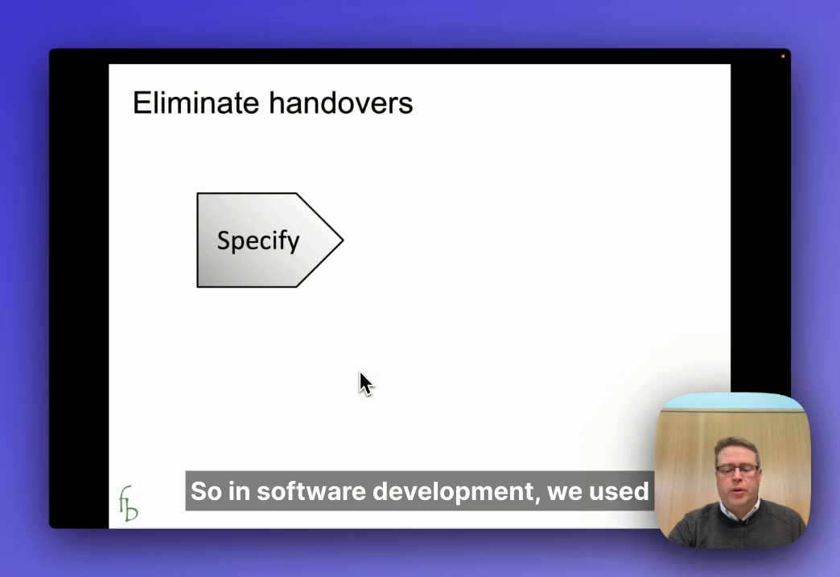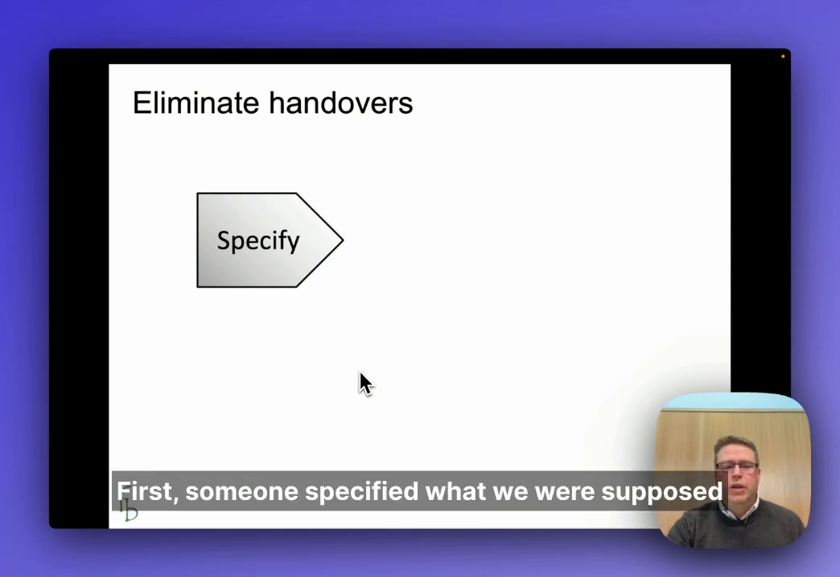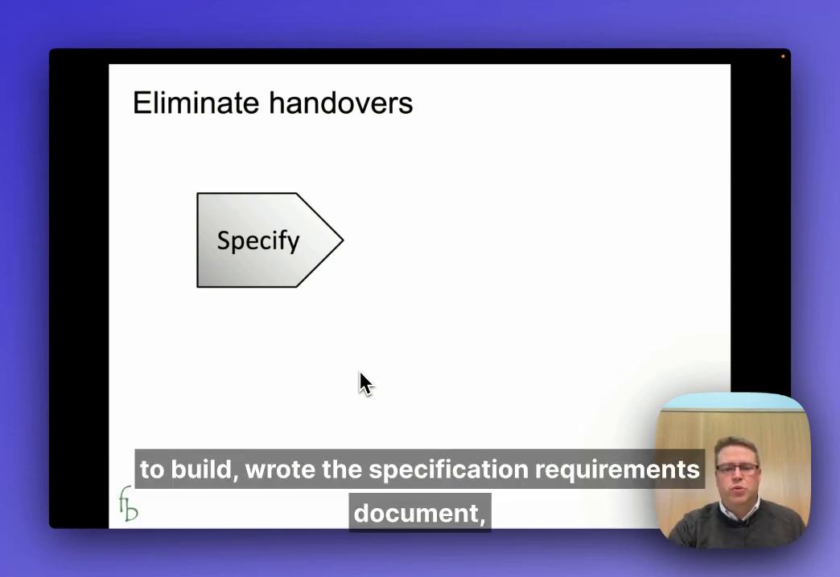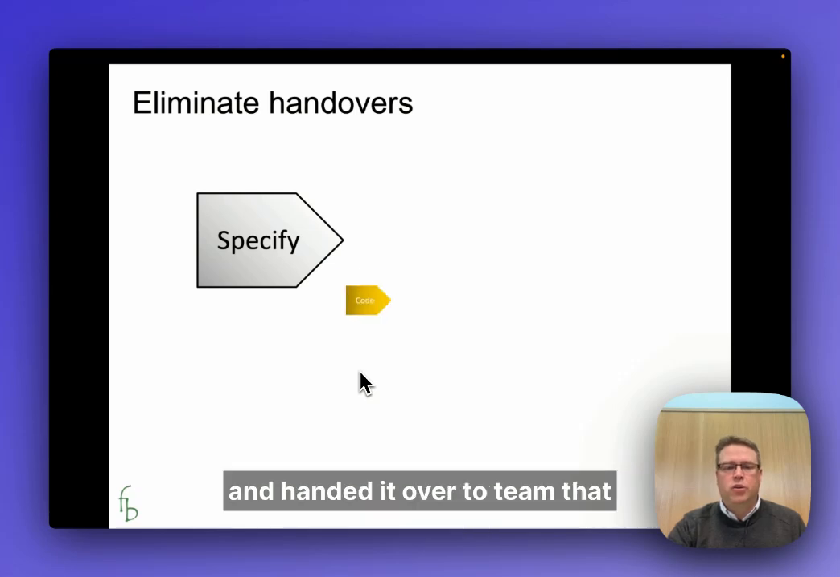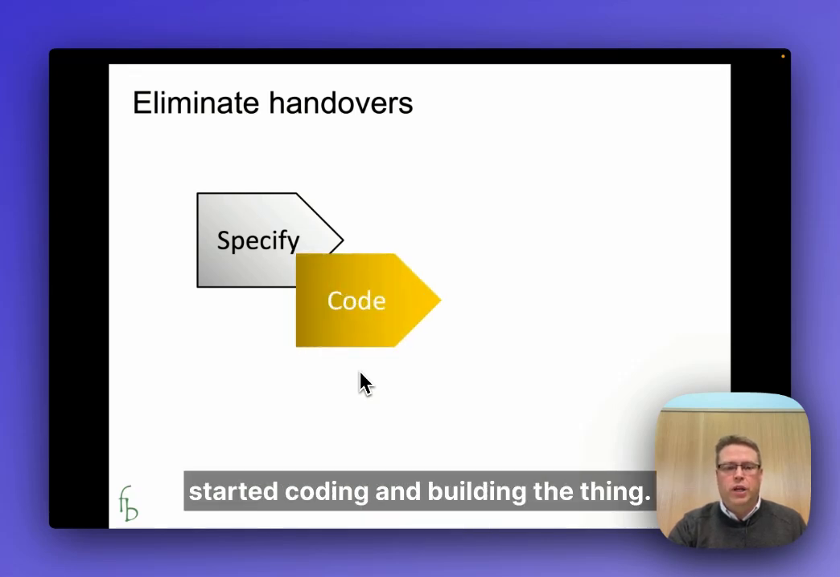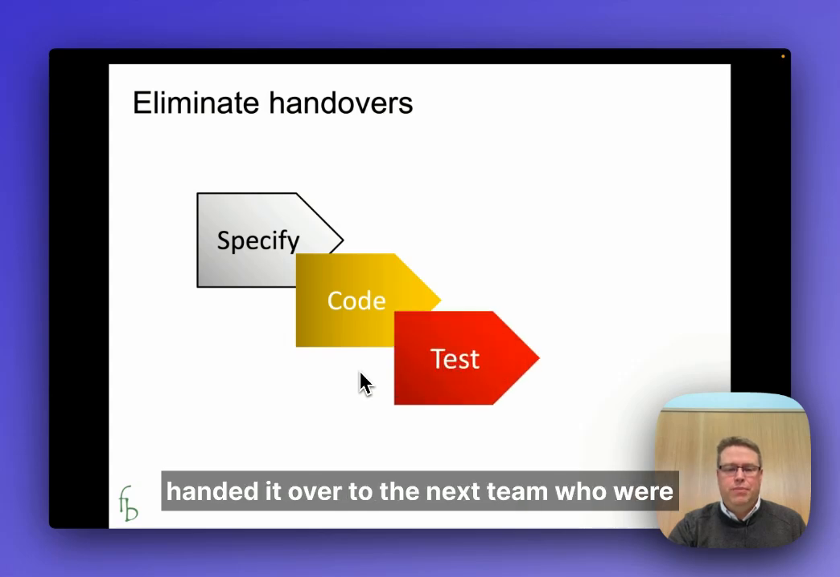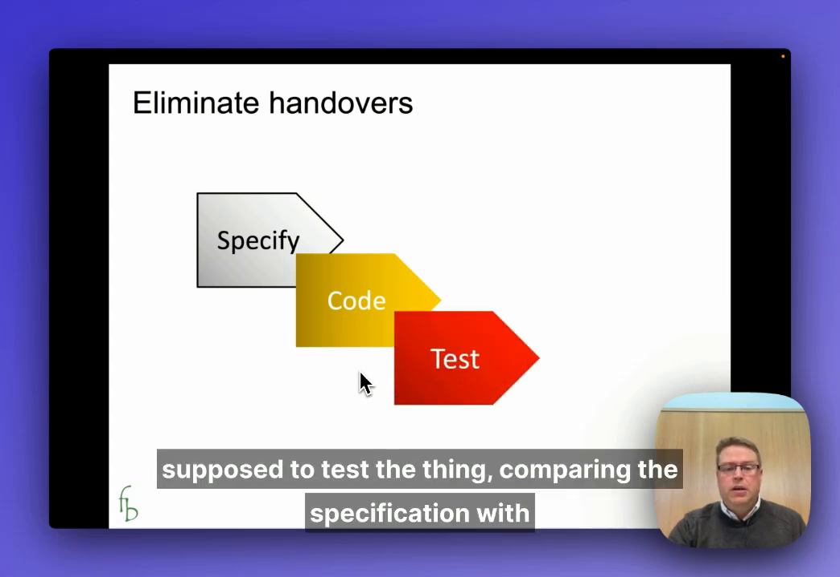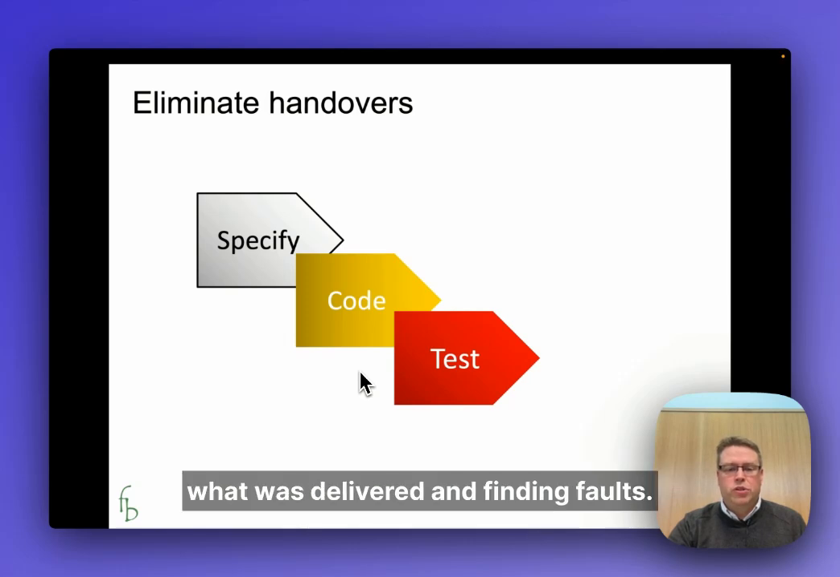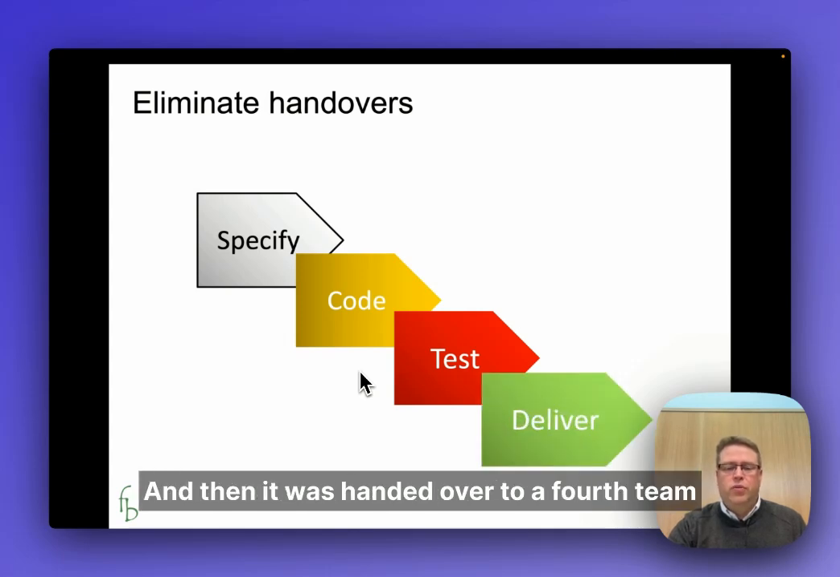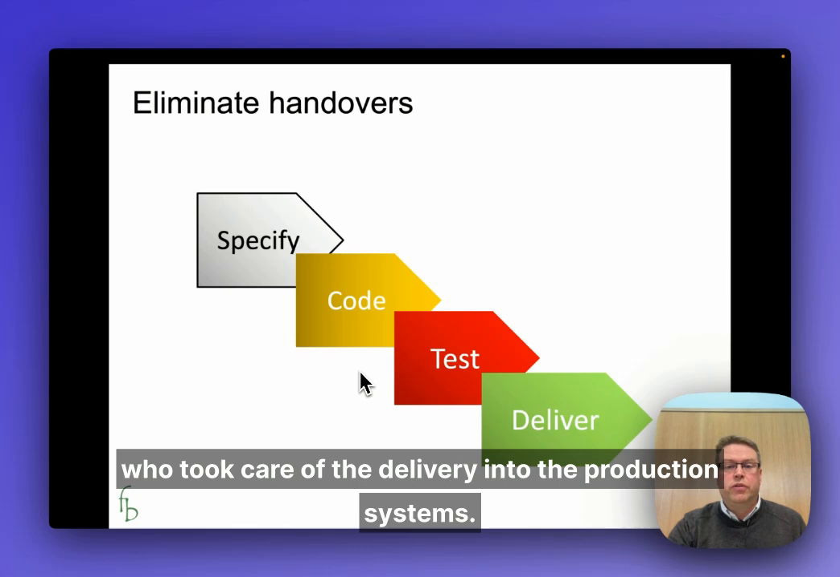So in software development, we used to have this way of working. First, someone specified what we were supposed to build, wrote the specification, requirements document, and handed it over to a team that started coding and building the thing. That team built and built and built, and then handed it over to the next team who were supposed to test the thing, comparing the specification with what was delivered and finding faults. And then it was handed over to a fourth team who took care of the delivery into the production systems.